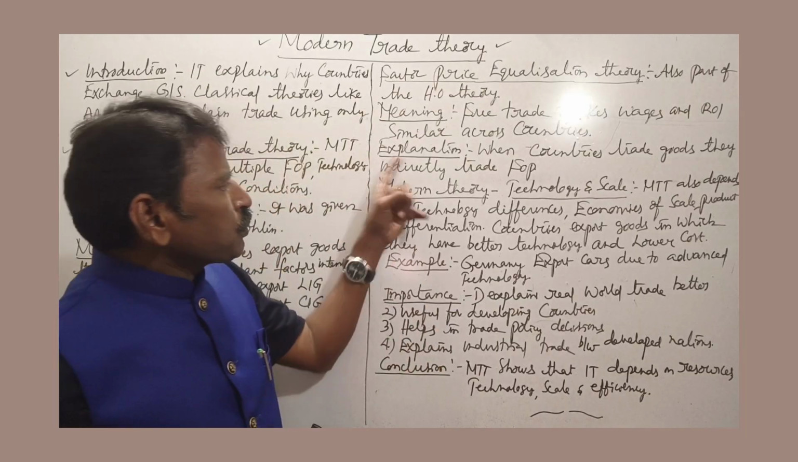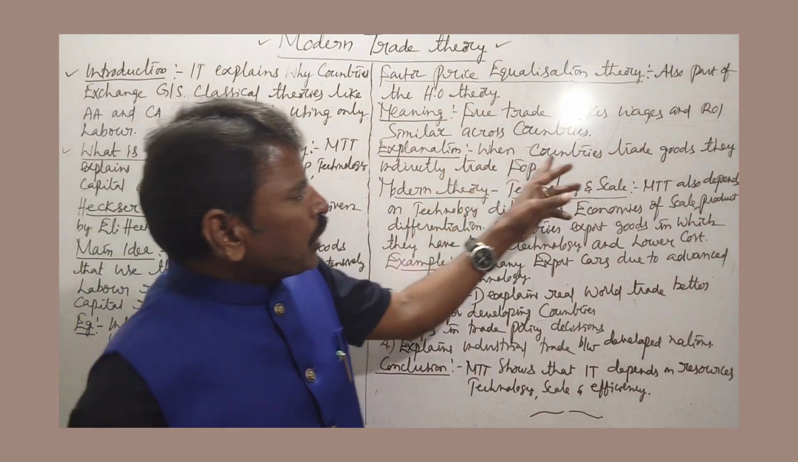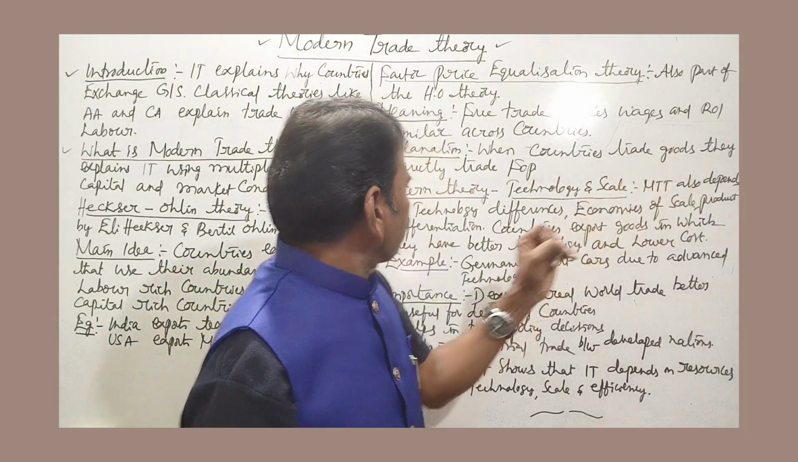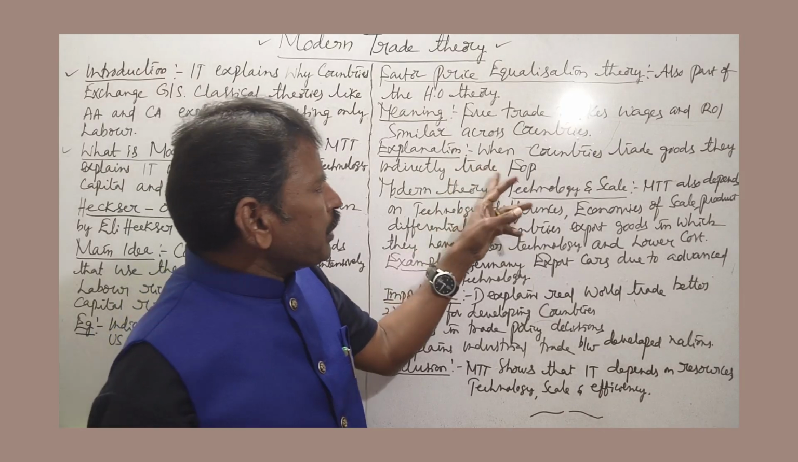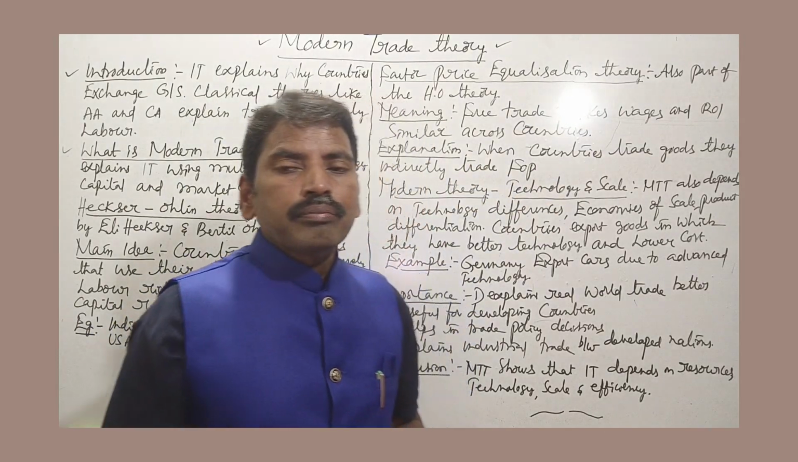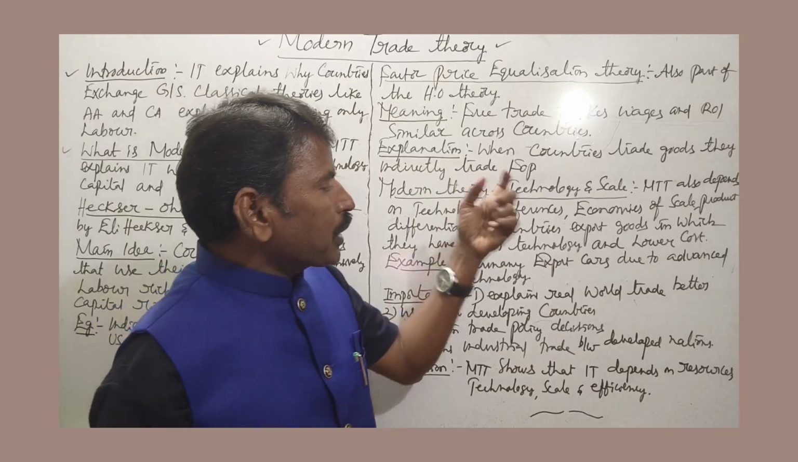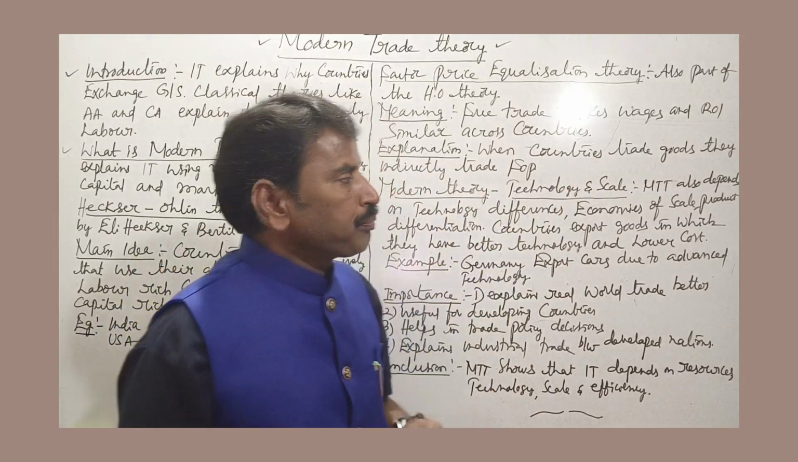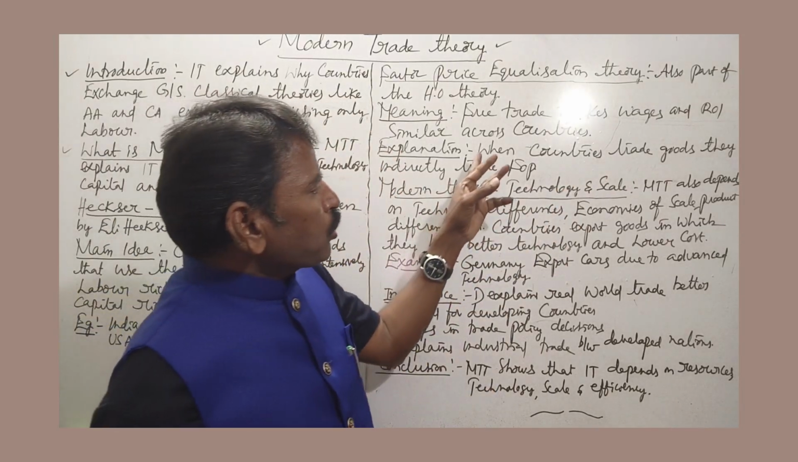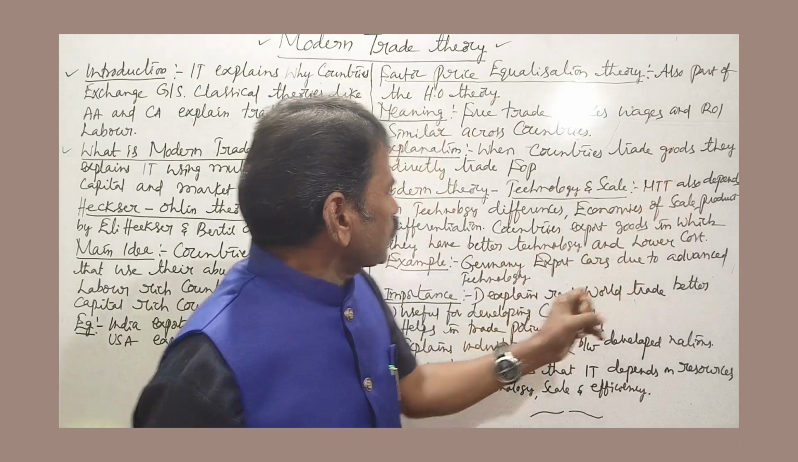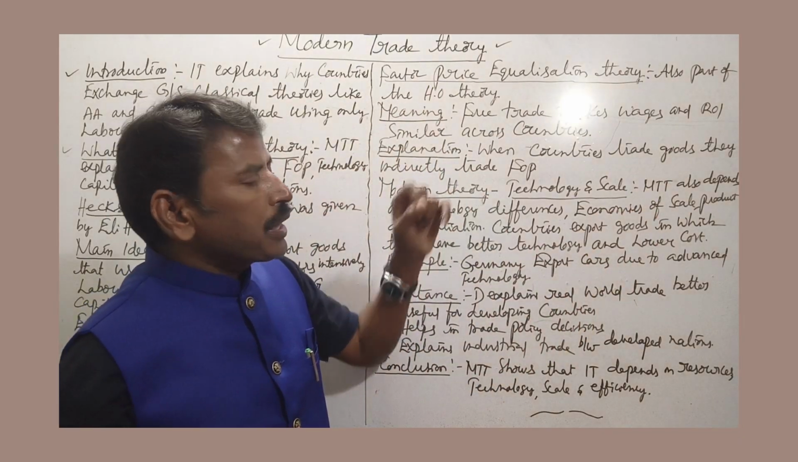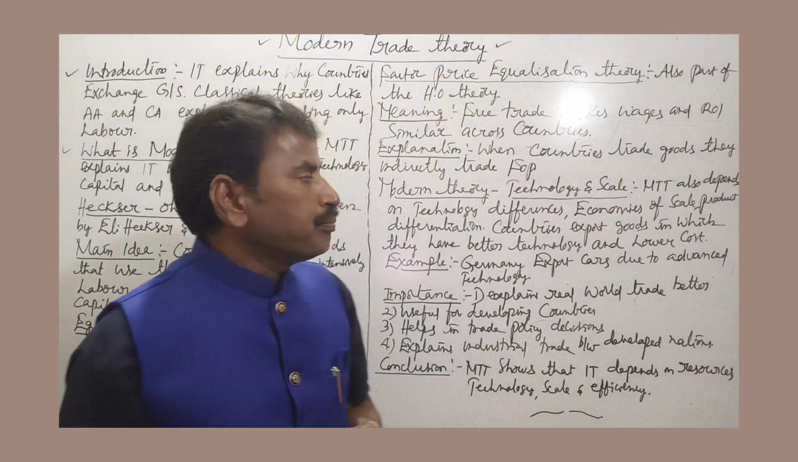Next, explanation. When countries trade goods, they indirectly trade factors of production. The factors of production means land, labor, capital, and entrepreneur. So here, when countries trade goods, they indirectly trade factors of production.